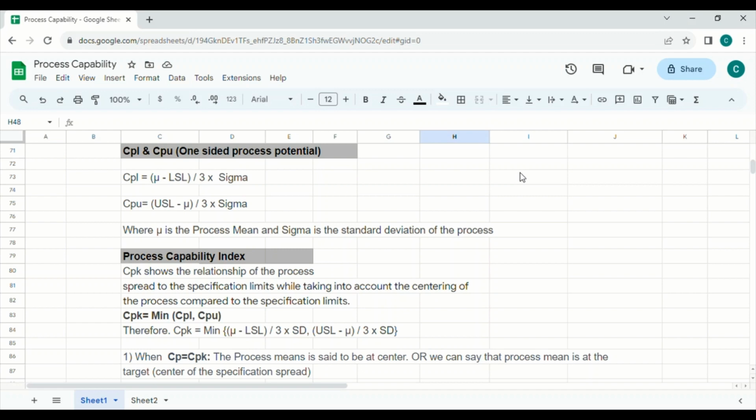CPL is equal to mu minus LSL upon 3 sigma and CPU is equal to USL minus mu upon 3 sigma, where mu is the process mean and sigma is the standard deviation of the process.